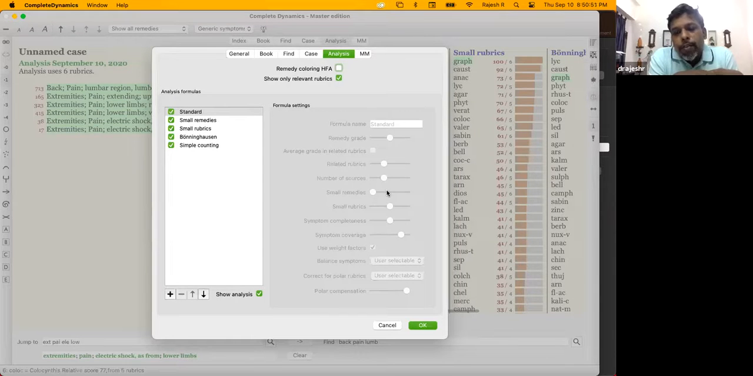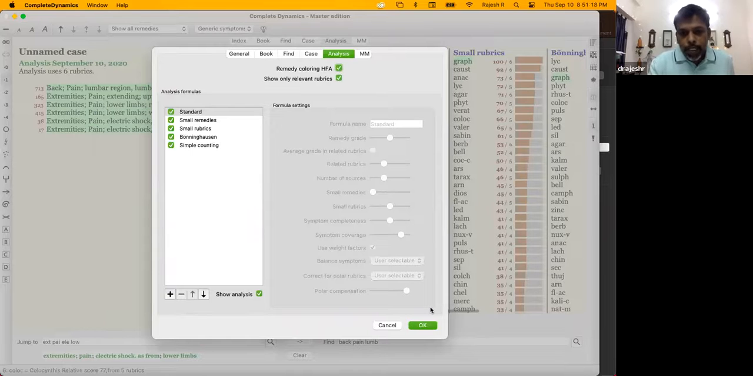There is also balancing of the symptoms. Balancing is like if an opposite symptom is present, it would reduce the totality of it. And then polar rubrics are there, like polarity. I think people who are accustomed to Bonninghausen understand the polarity, the opposite thing present in the same drug, like being thirsty and thirstless. So those polarities can be taken. Polar compensation one would like to make or not. So this is the formula based on which it is working out.